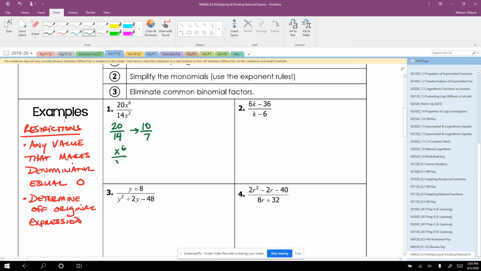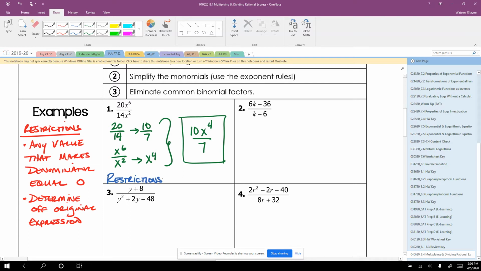And then x to the 6 over x squared, this is where you would use your exponent rules. This is the quotient property, where you subtract the exponents, and you get x to the 4th. So if you combine these two, you have 10 x to the 4th over 7. Then our restrictions: x cannot equal... look to the denominator of the original function. We didn't have to factor it, so just the original. What value is going to make that equal 0? If you set 14x squared equal to 0 and solve, you get x cannot be 0.